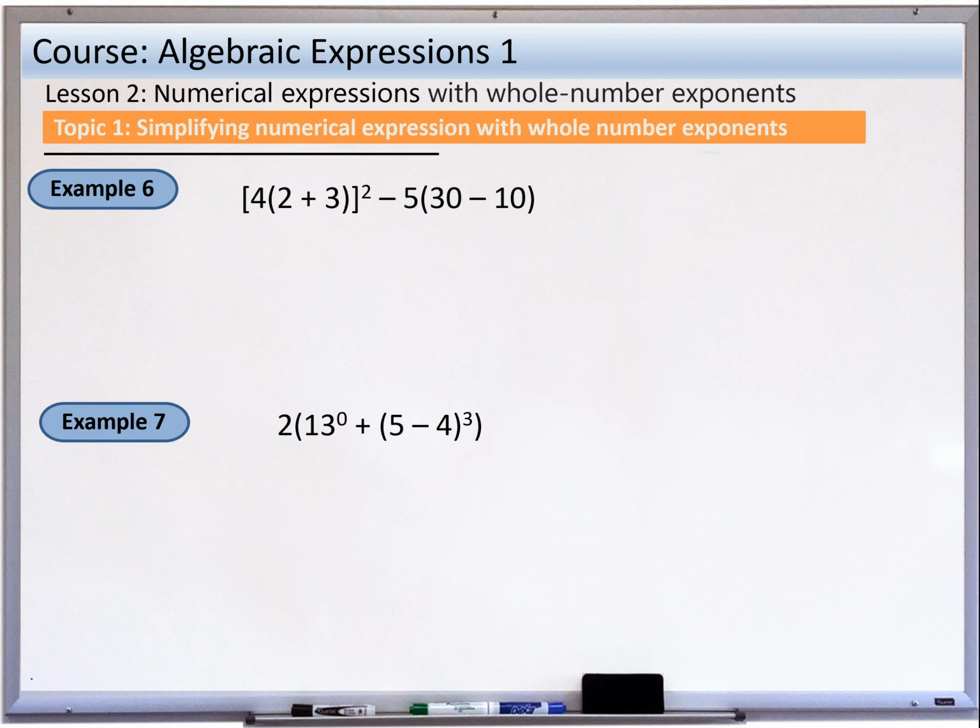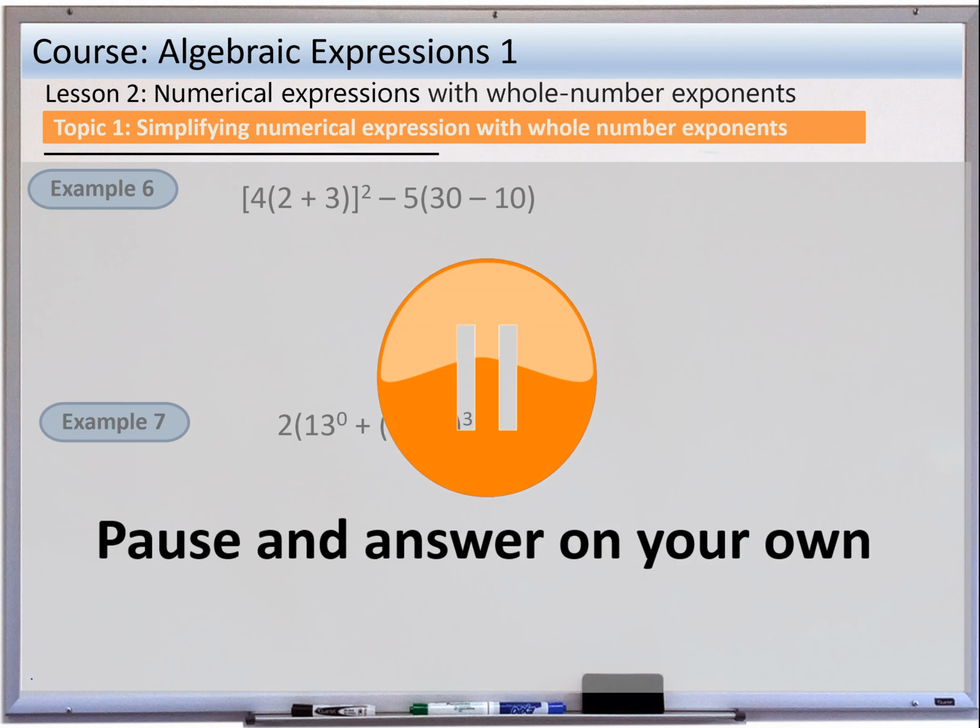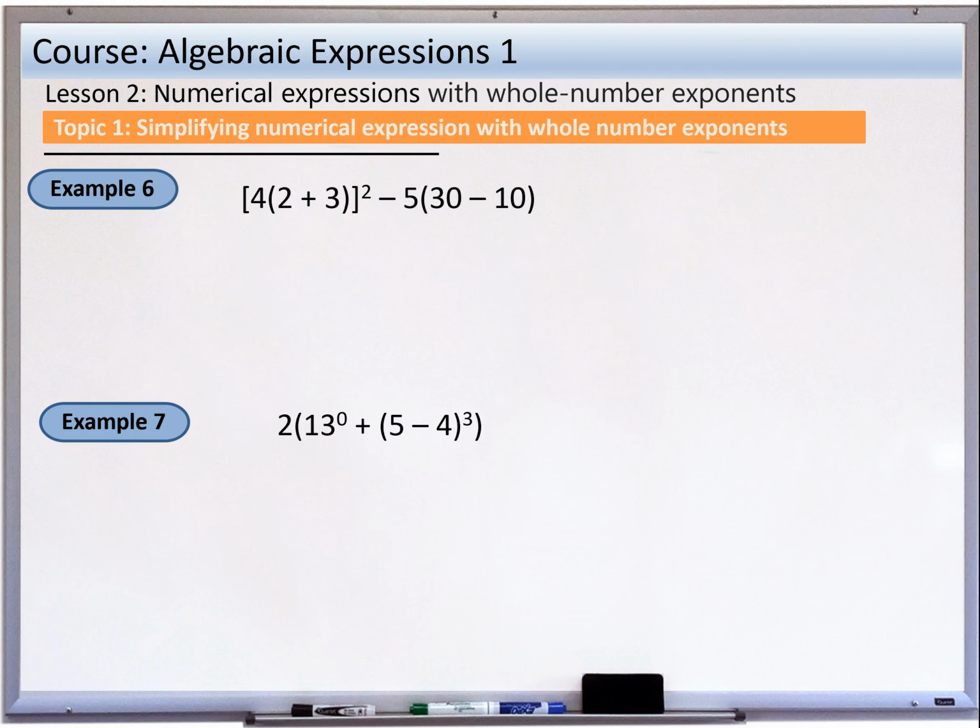All right, example 6 and example 7. Again, if you haven't done so already, I'll ask you to pause the video and answer these questions on your own. Okay, just a quick note here. These right here, they don't look like parentheses. Actually, they're called brackets. But you treat them just like you would parentheses. You do whatever is inside those first.